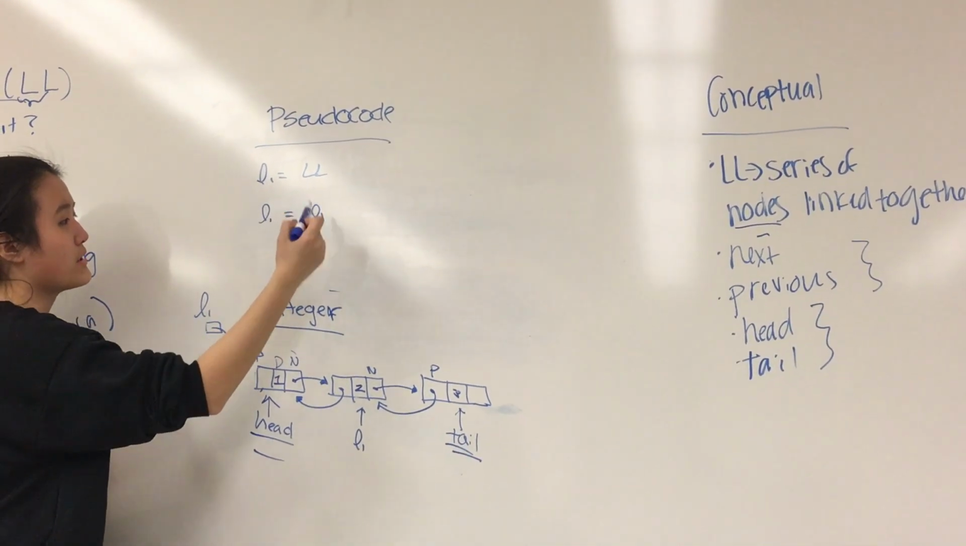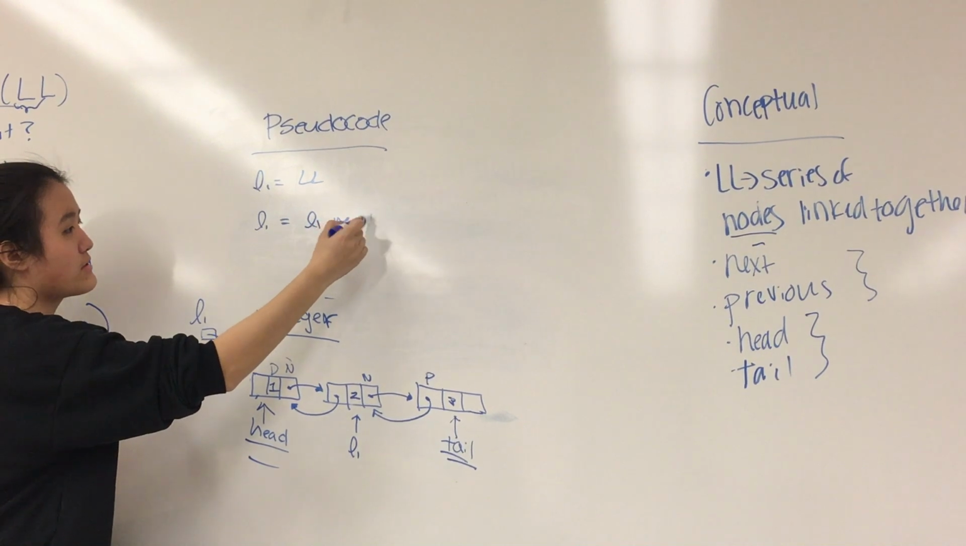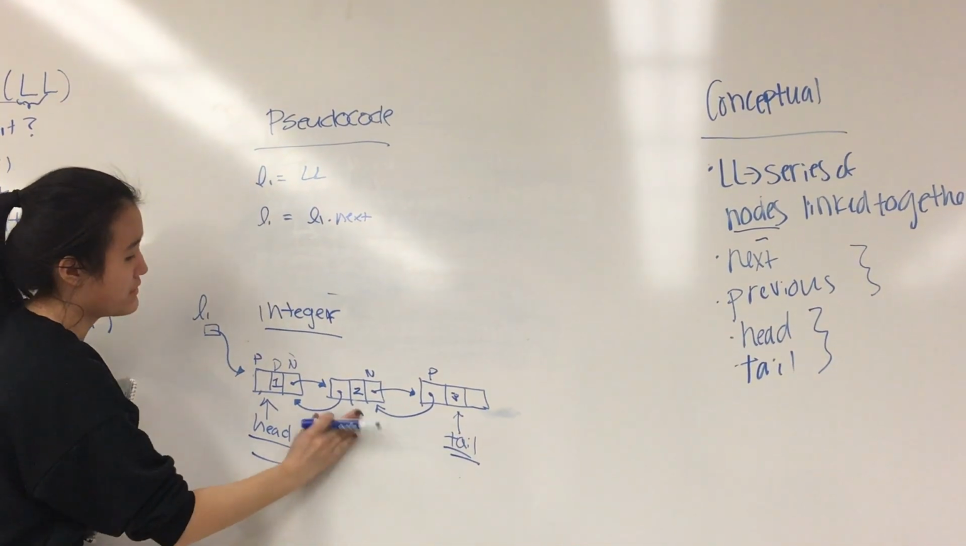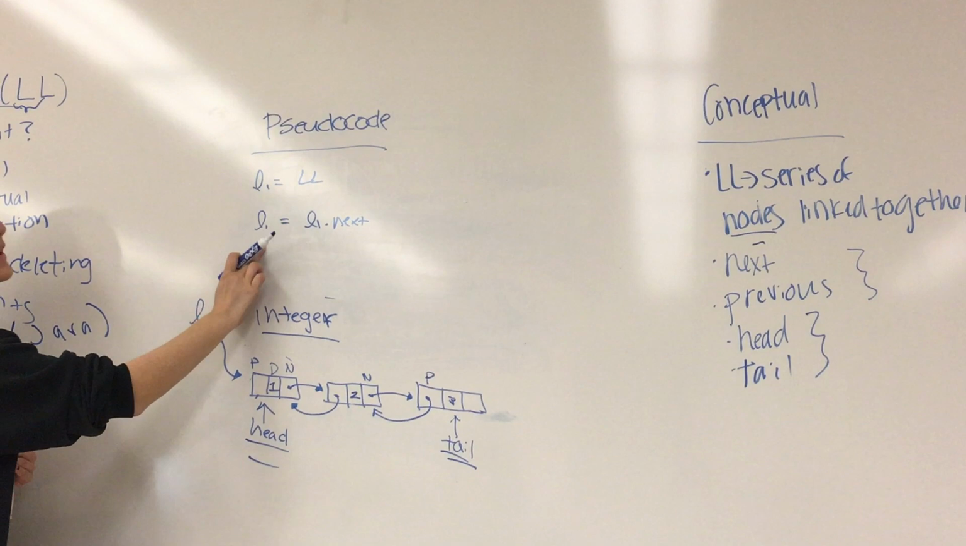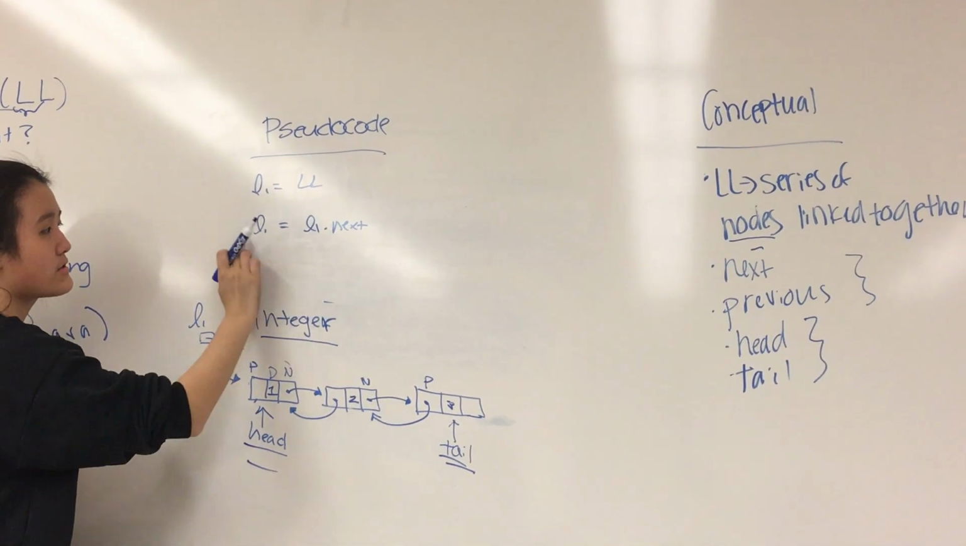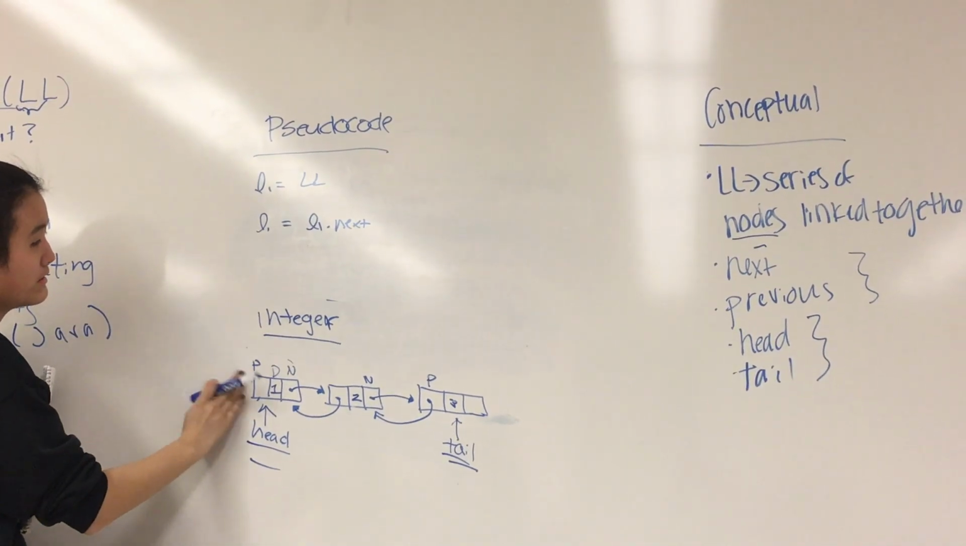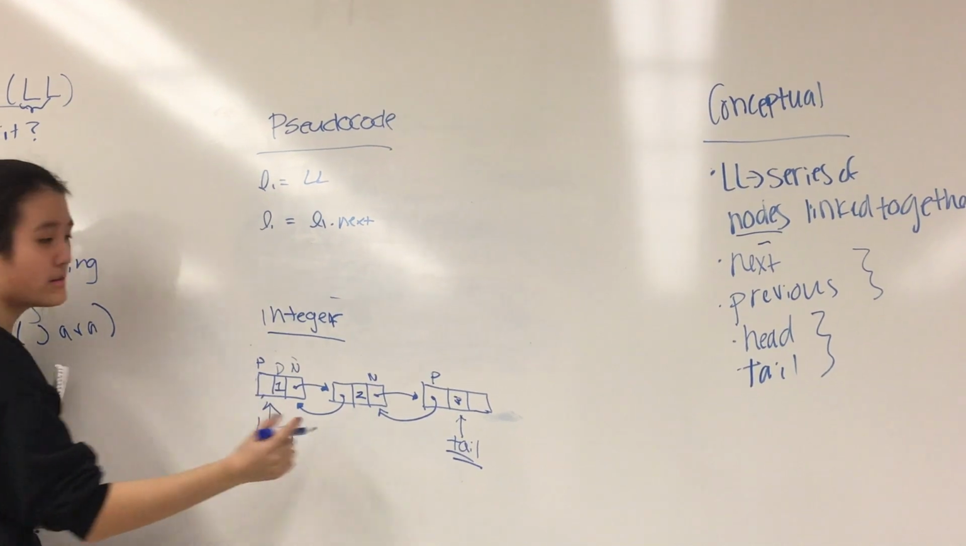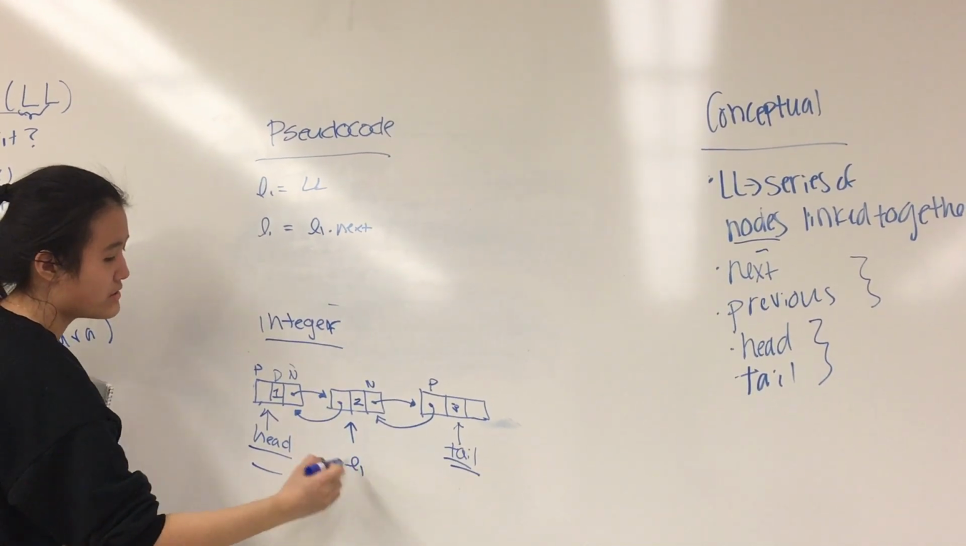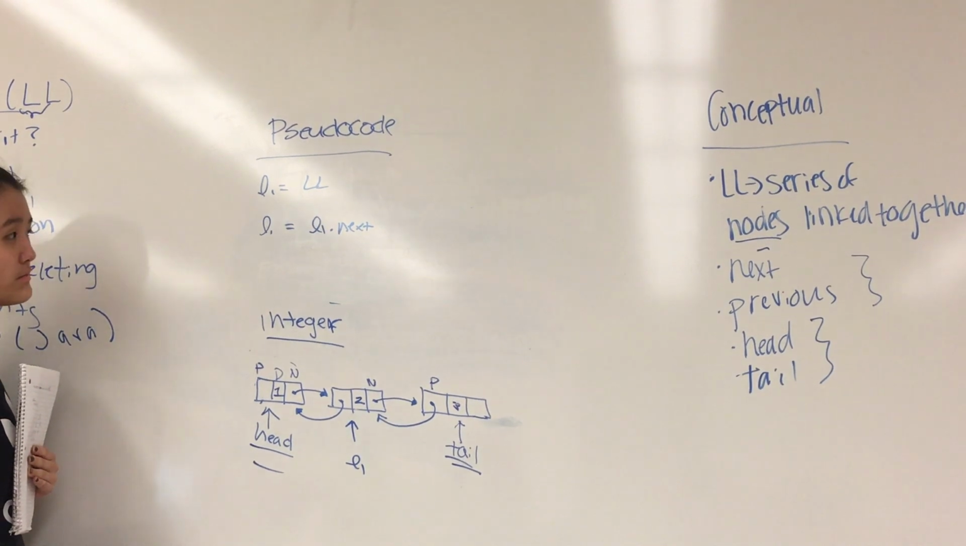You just say L1 equals L1 dot next. Let me just get rid of this, and if you had this and you just ran this code, L1 is no longer pointing to the head. Now it's going to point to the second node.